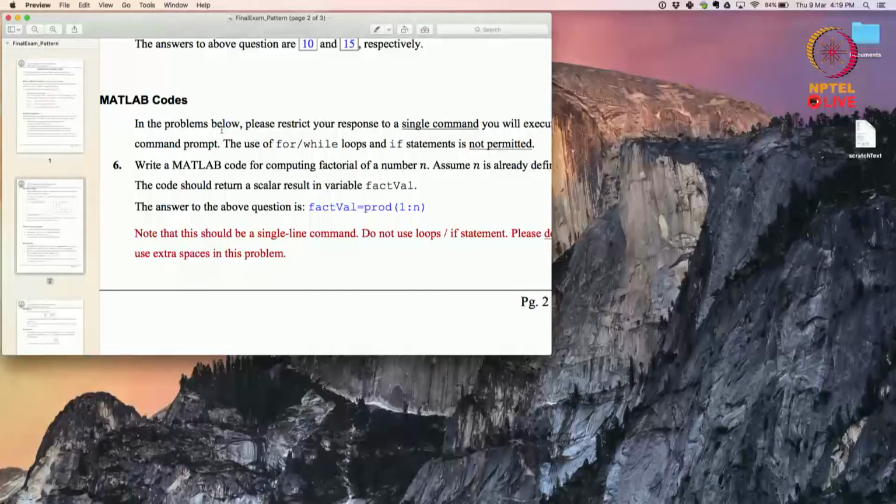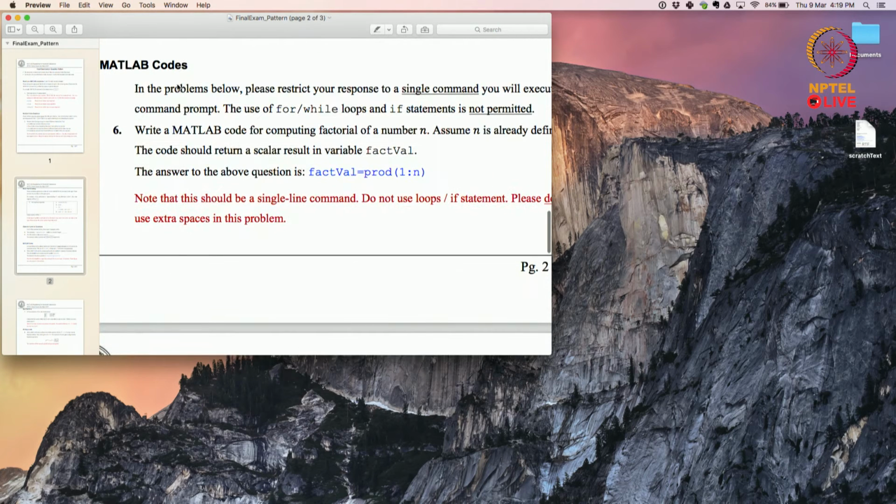Loops are not allowed in this particular type of problem. For the single line MATLAB code problems, please do not use for or while loops. The problems are such that you won't require if-then statements. So this is the type of questions for MATLAB codes, and there will be 5 questions of this type. So you have to answer these 5 questions in the single line MATLAB code type of problems.